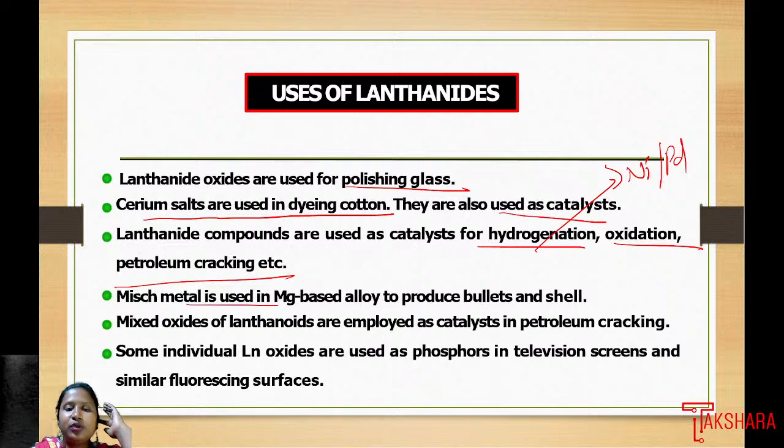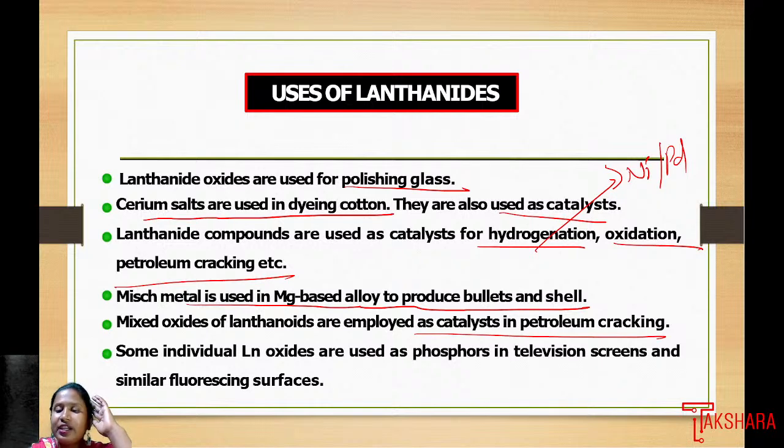Then mish metal is used in magnesium based alloy to produce bullets and shells, and also in jet engines, where 3% mish metal is used. Then mixed oxides of lanthanides are employed as a catalyst in petroleum cracking. In the petroleum cracking process, mixed oxides of lanthanides are used as a catalyst.